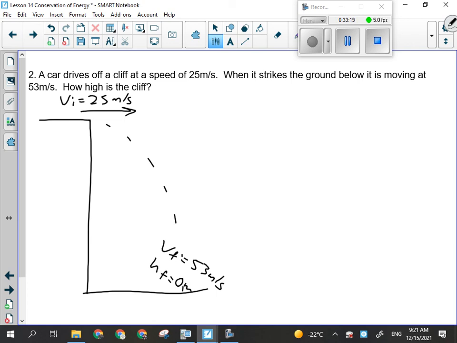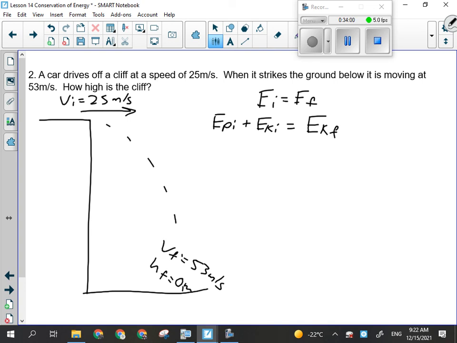Energy top and bottom the same? We have to assume so. We're not told that there are any other forces. Once the car goes off the cliff, the only thing acting on it is gravity. So our energy initial equals our energy final. We've got initial potential, because we're on a cliff, so we've got some height that we have to find, plus initial kinetic, since we're moving at 25 meters per second. At the end, we would only have kinetic, because we're talking about the impact on the ground. Everybody with me so far?